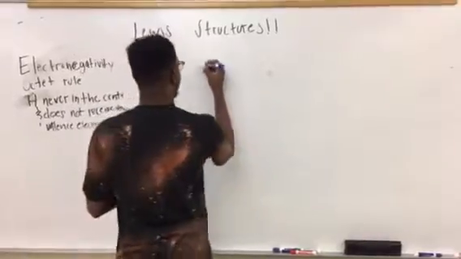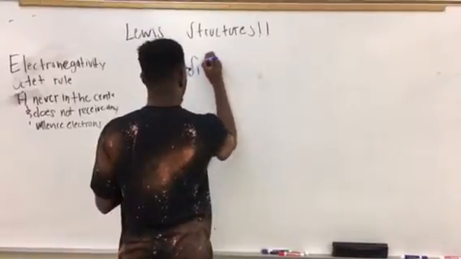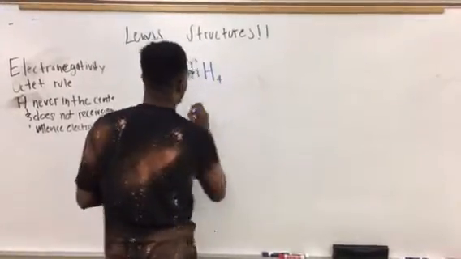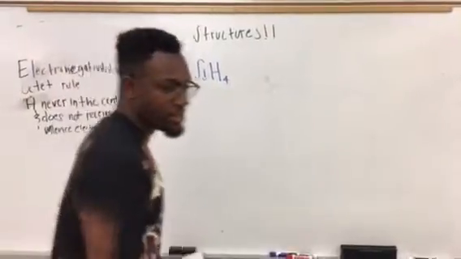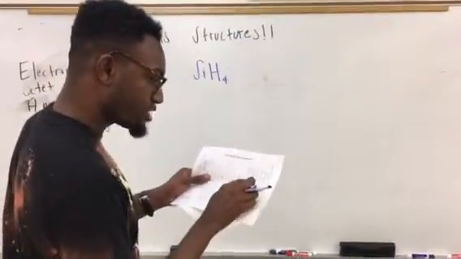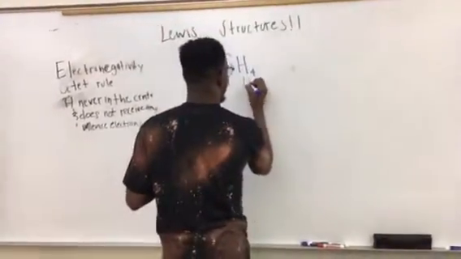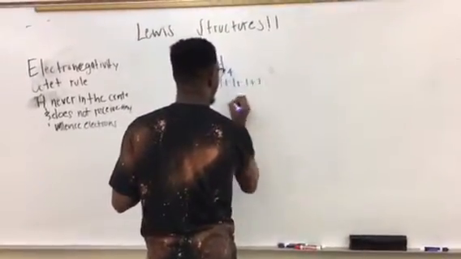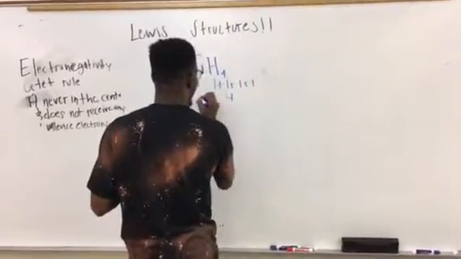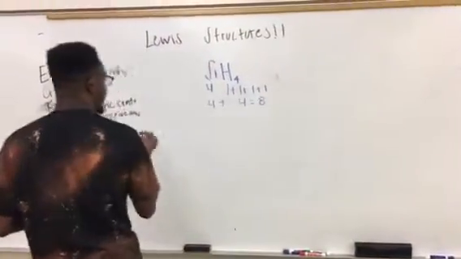The compound formula for silane is SiH4. So there's one Si atom, and Si has 4 valence electrons. Hydrogen has 1 electron, and we have 4 of those, so 1 plus 1 plus 1 plus 1 equals 4. So we have 4 plus 4. That is the total amount of electrons. We have 8 electrons right here.